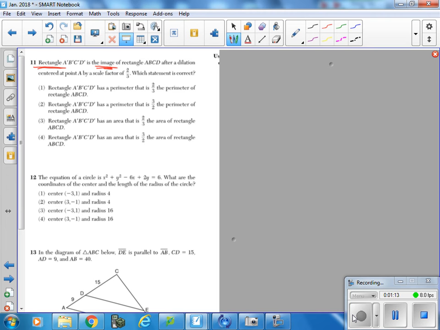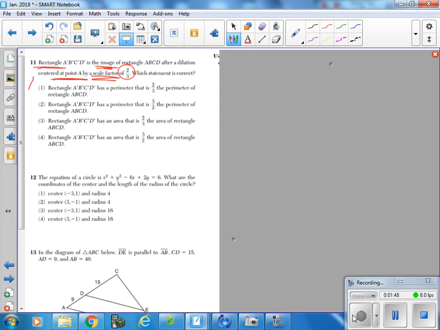Then it says A, B, C, D. Okay, what other keywords here? Scale factor, and centered at A. Remember when you do a dilation, you have a center and you have a scale factor all the time. Our scale factor is 2/3. Now the fact it's 2/3, if you had been paying attention in class, is that 2/3 is below 1. That should tell you something about the image.